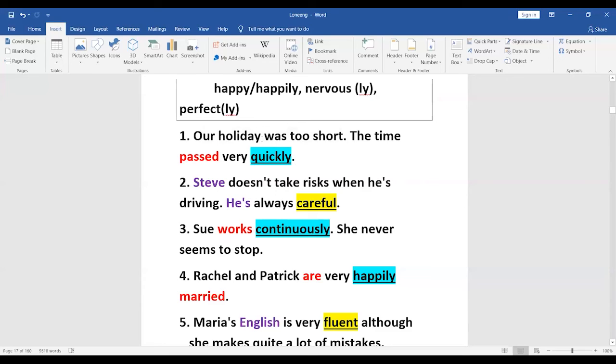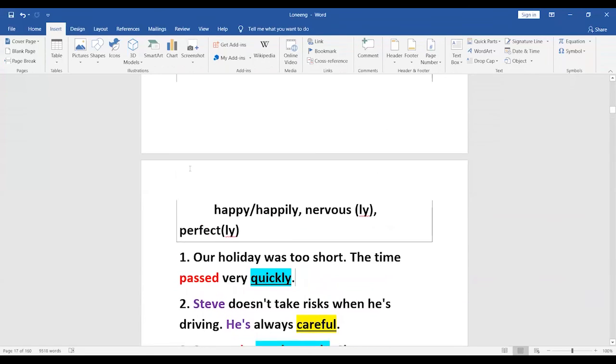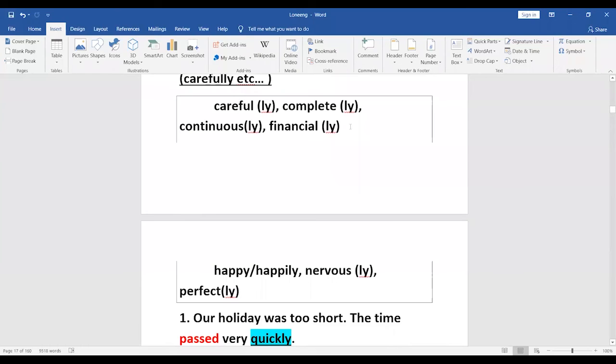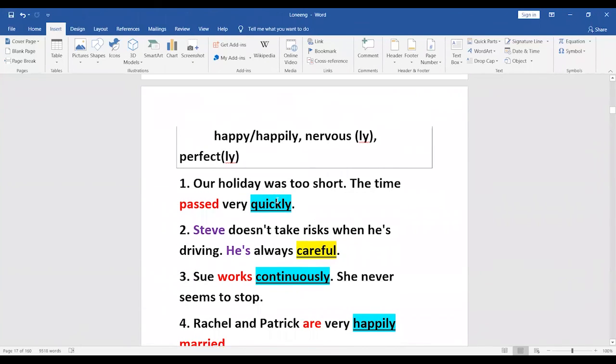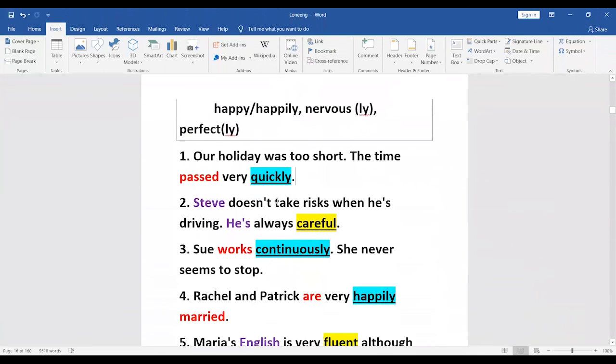Our holiday was too short. So our holiday is the actual noun, it's also the subject, and was too short. Okay, so how was it? It was short. Our holiday was short. And in the second sentence, you have the adverb giving more meaning to the actual word. So you can choose the word from here. I told you anything that comes with ly becomes the adverb. Very good. Anything that adds ly becomes the adverb. Now, take a look at the next sentence.